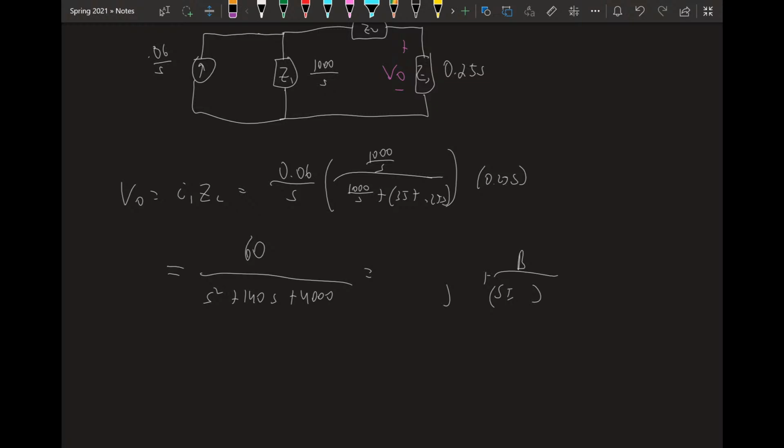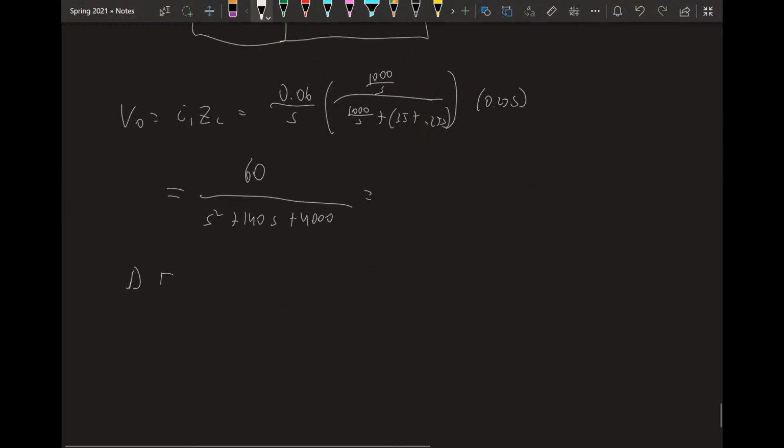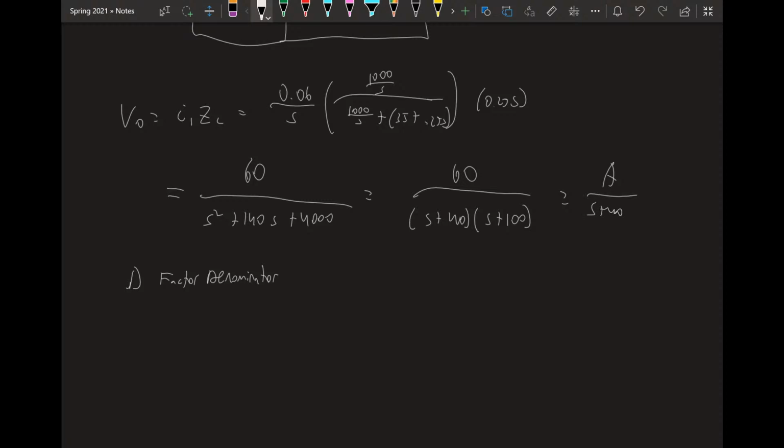The first step to partial fraction expansion, step 1, is to factor the denominator. And I'm going to do that in my head because I have it written down beforehand, but you would do it any way you know how to. This would be S plus 40 times S plus 100. So once you factor the denominator, you want to make this equal A over S plus 40 plus B over S plus 100.